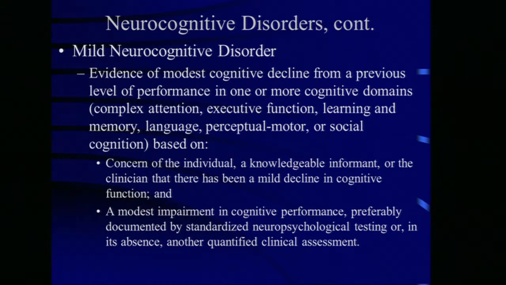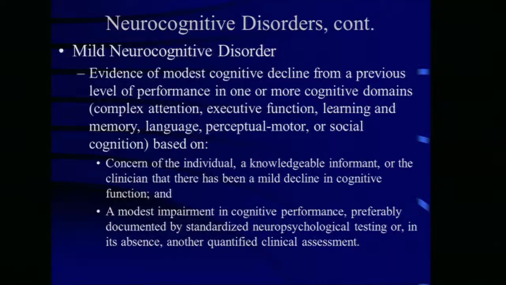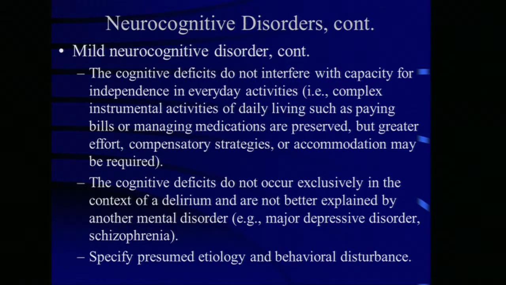Mild neurocognitive disorder, modest decline, and if you look at what they say in terms of standard deviations, 2 or more standard deviations in terms of decline, they're talking about major neurocognitive disorder. 1/2 to 2 is mild neurocognitive disorder if you have testing. So modest decline, and the cognitive deficits don't interfere with a capacity for independence, but greater effort, compensatory strategies, or accommodation may be required. Okay? And then it's the same thing as before, you code the etiology.